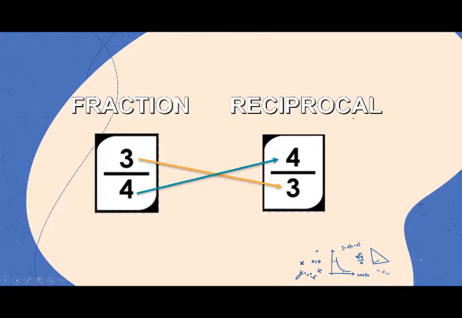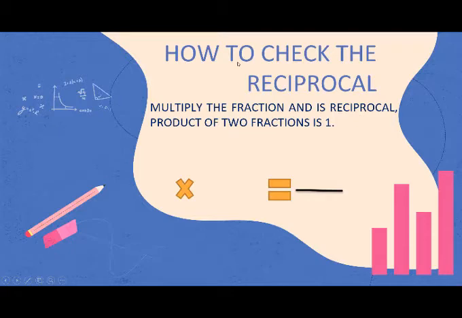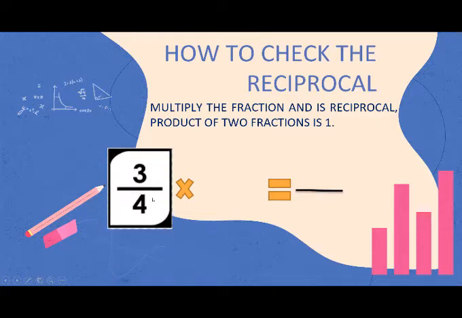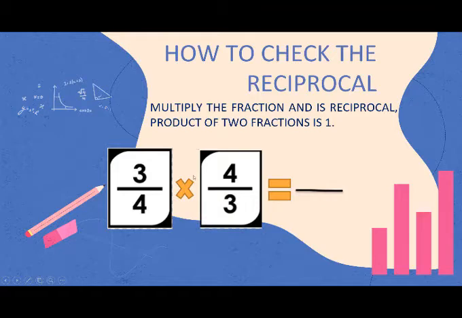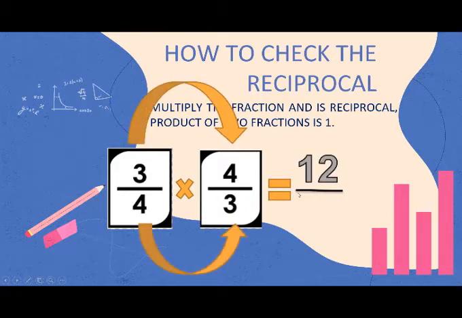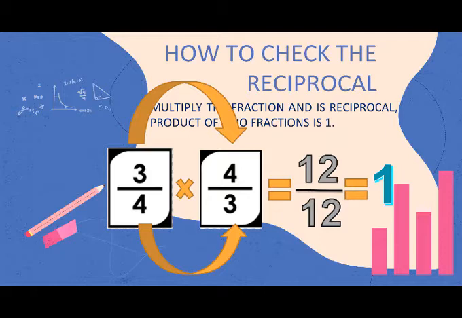3 was in the numerator, now it's in the denominator. That's the reciprocal. Okay, how do we check the reciprocal? If you are not sure it is the real reciprocal, you only need to multiply the fraction and the reciprocal, and the result is 1. Okay, 3 times 4, 12. 4 times 3, 12. The same number over the same number is equal to what? The unit. Okay, 1. That is good.